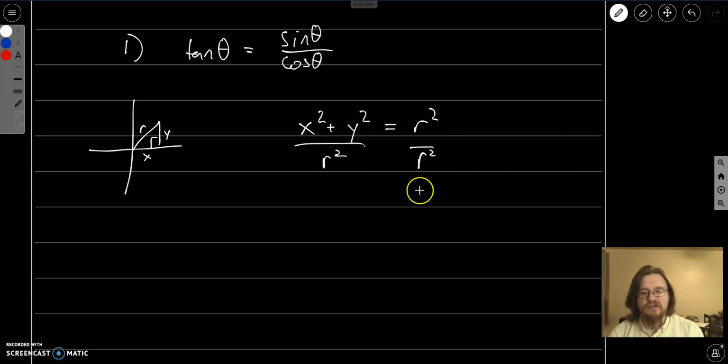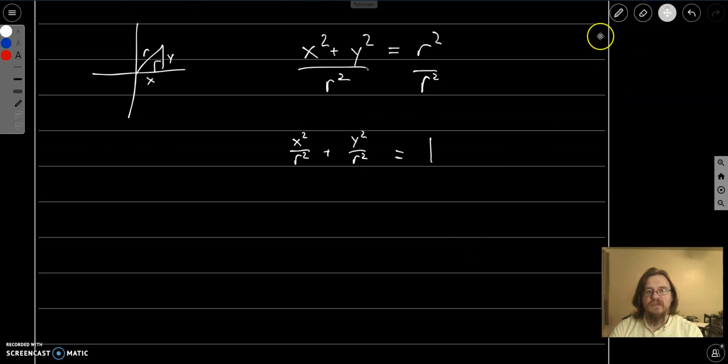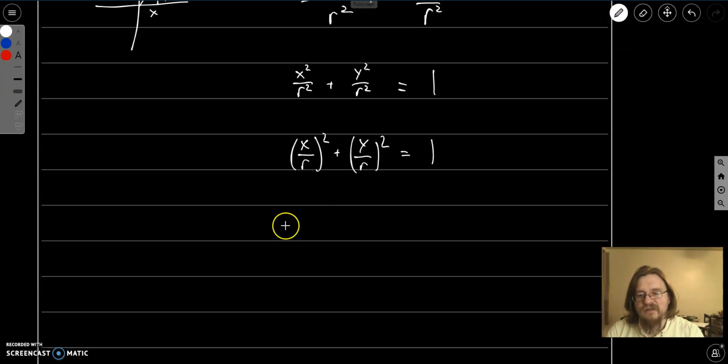So the right-hand side, r squared divided by r squared, well, that's just 1. Okay. X squared plus y squared divided by r squared. I'll just divide both of these by r squared. X squared divided by r squared plus y squared divided by r squared. And I'm going to pull out this square here, and we'll start to see something familiar. We'll have x over r squared plus y over r squared is equal to 1. X over r, well, that was the same thing as cosine, plus y over r, that's the same thing as sine.